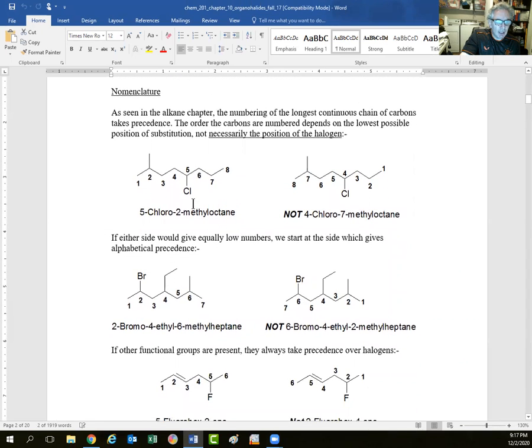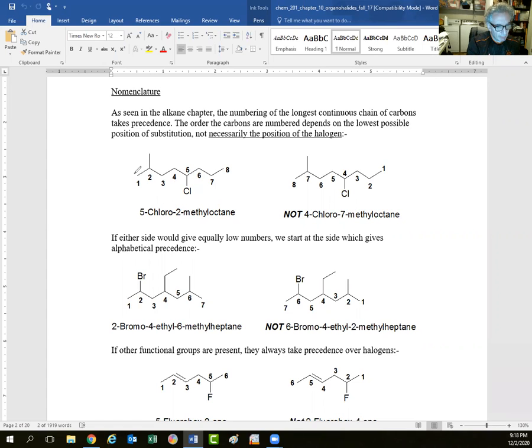So that halogen, when present, doesn't change how we name the molecule. We really just follow what we learned in the alkanes chapter, and we don't give any special deference to the halogen atom when it's present. Just as we did with the alkanes, we're looking for the longest continuous chain of carbons, and we'll number that main chain to make the first branch the lowest possible number. And we don't care whether it's a halogen or some kind of alkyl group. So the presence of the halogen doesn't actually do anything to the naming of the compound.